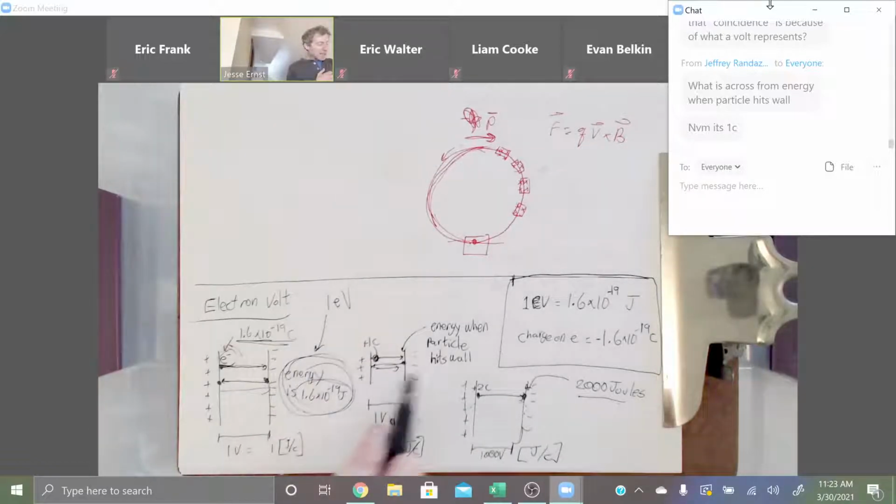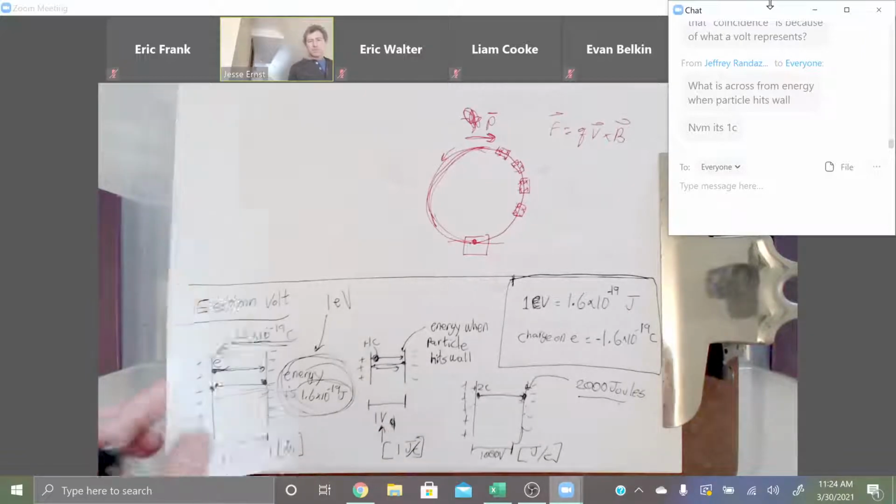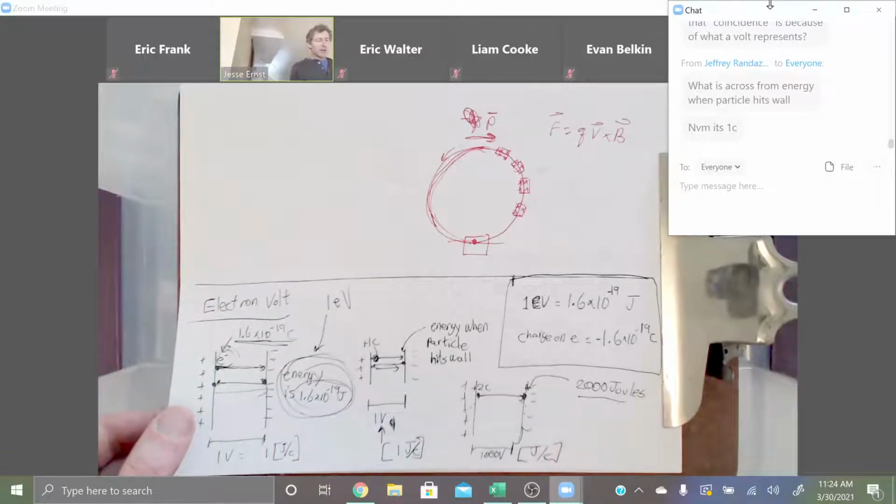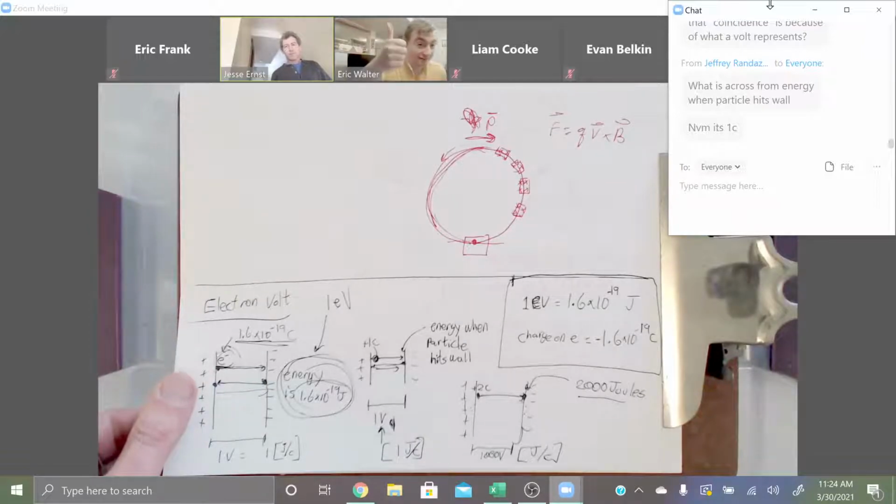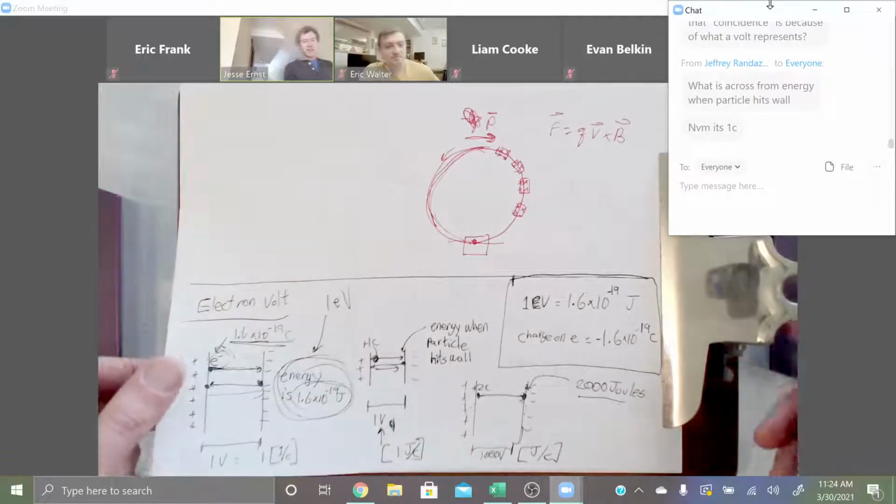Okay. So questions so far on this? What is across from energy when particle hits wall? What is across? Oh yeah, 1 Coulomb. Yep. All right, other questions so far, either chat or just unmute? All right, good.